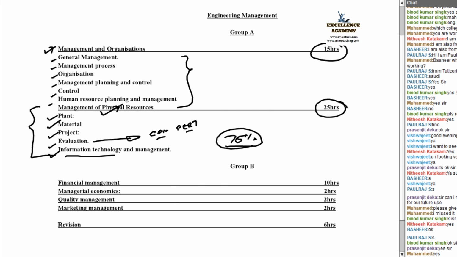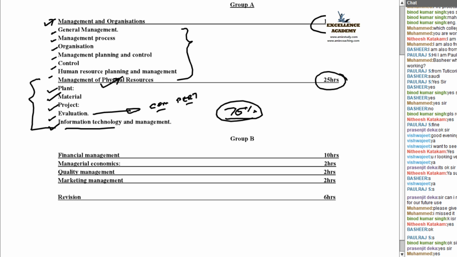And next is group B. In that, the financial management, where the ledger, that is bookkeeping, we simply call it bookkeeping, that is debit, credit, etc. You have to write it in a proper way, so that we have to practice. I put 10 hours there, and the remaining 3 are very, very simple, and I can complete them in 6 hours.